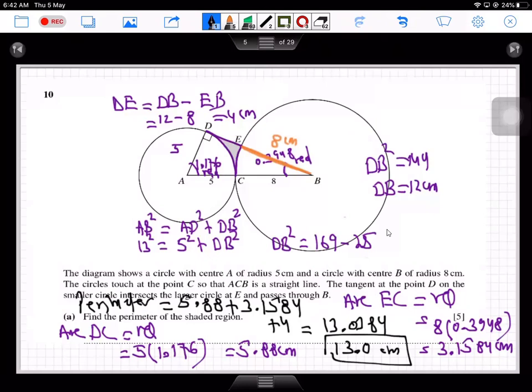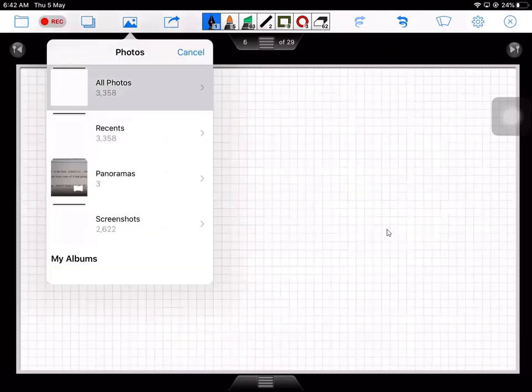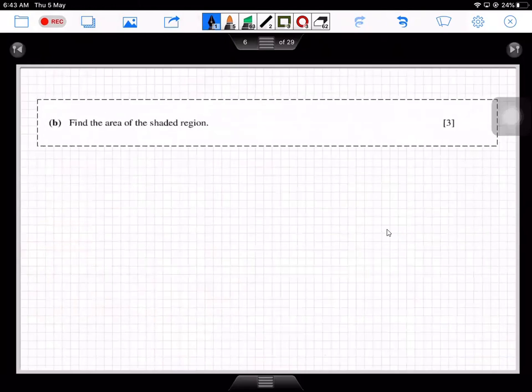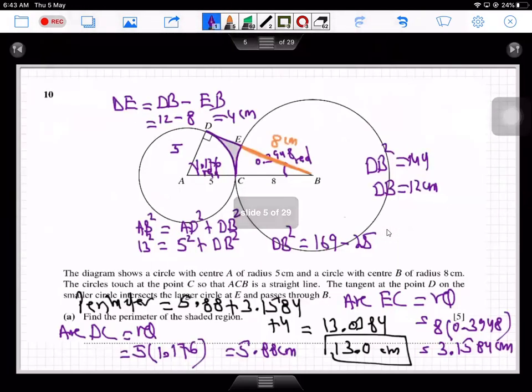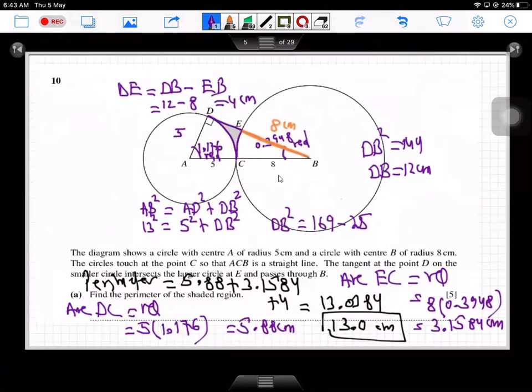This is question number 10, part A, worth 5 marks. Then we have part B. Part B says find the area of the shaded region. In order to find the area of the shaded region, we want first the area of this right angle triangle ADB, and from that we can subtract the area of the sector DAC and the area of the sector EBC. So first of all, I'm going to find the area of the right angle triangle ADB.